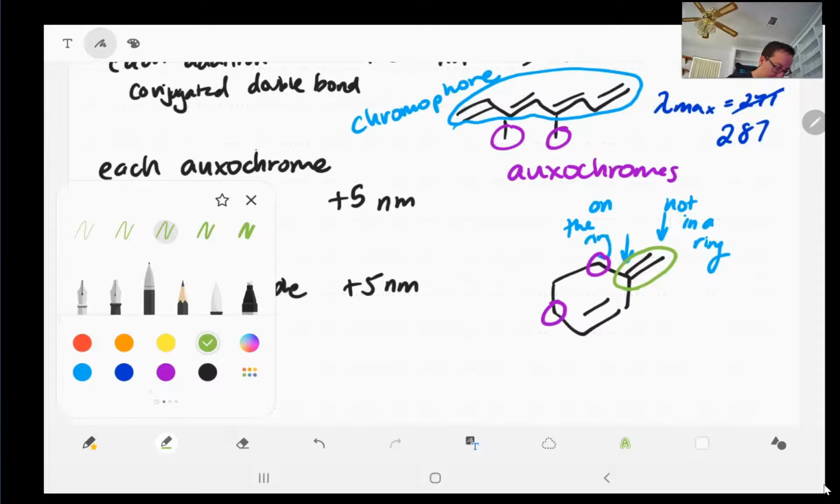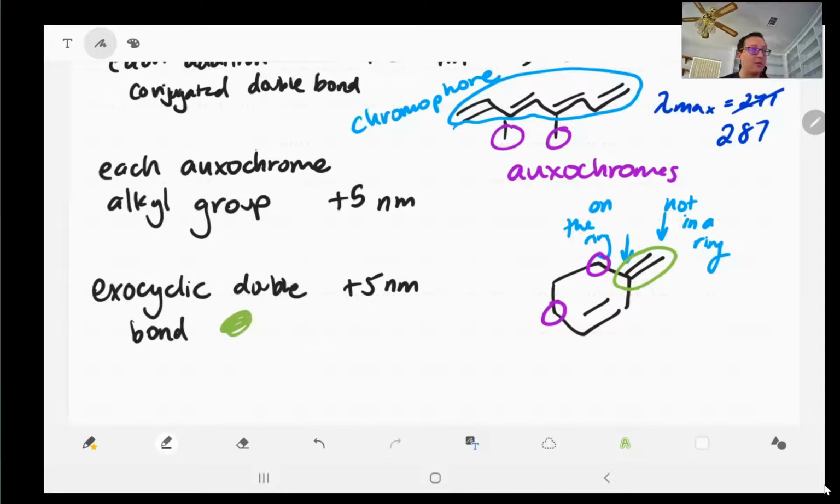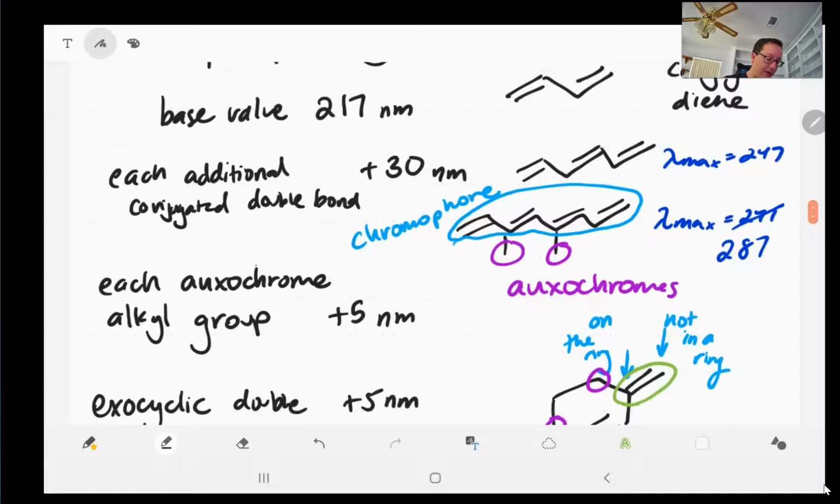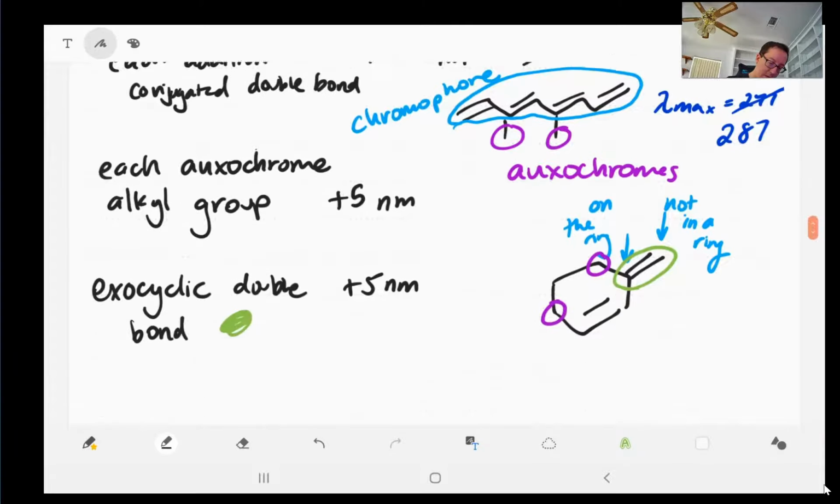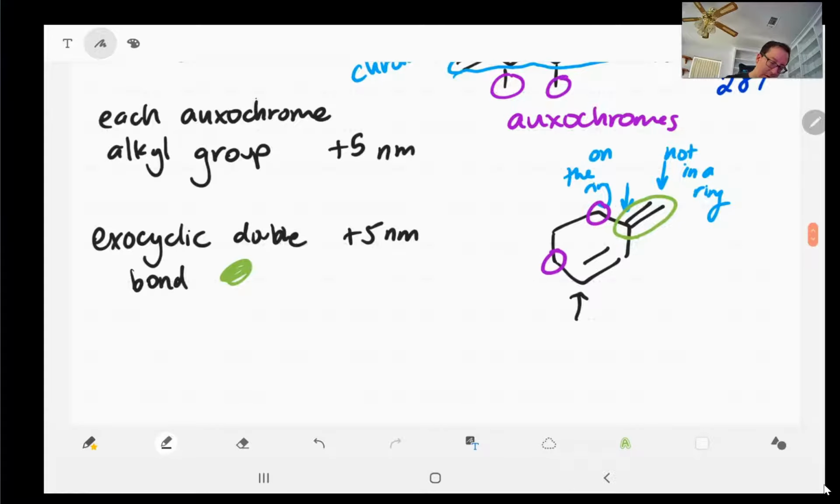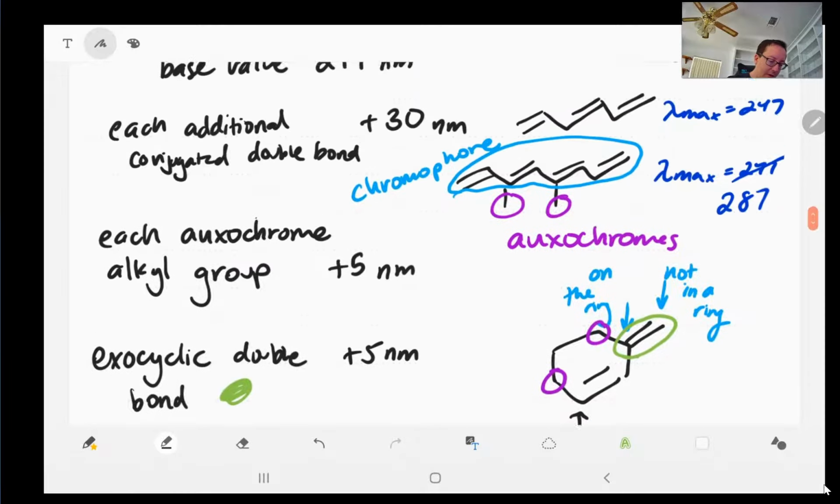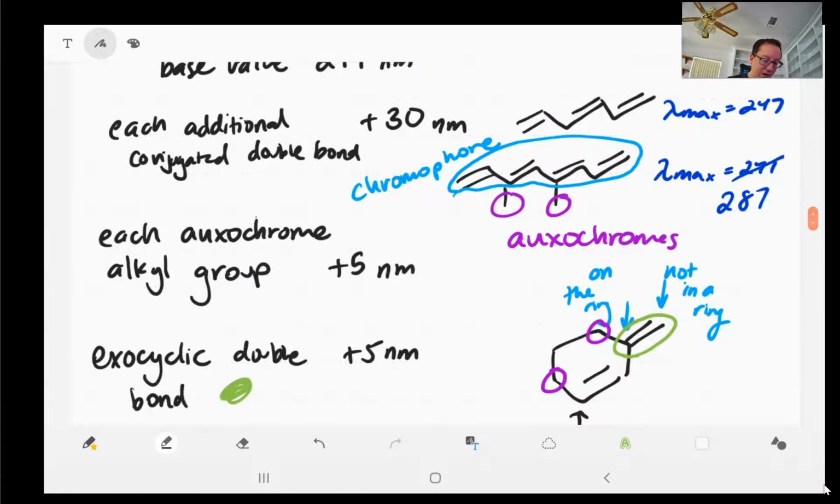Okay, so I'm going to go ahead and color code everything here. So, our main conjugated double bond, that's what we always start with for this. So we're always going to start at 217 for having a conjugated system of any type. So, with this molecule here, we have our base value, which is 217 nanometers. We then want to look, do we have additional conjugated double bonds? We do not, we only have the 2. So we start with 2 always. Every additional one we add on, that's adding 30 nanometers. Since we don't have any of those in this molecule, we're going to skip down.